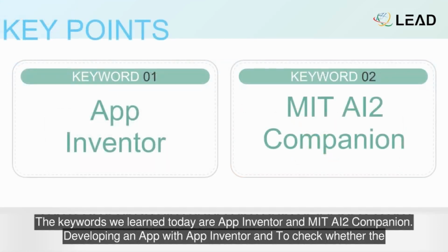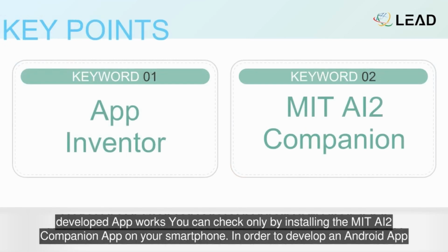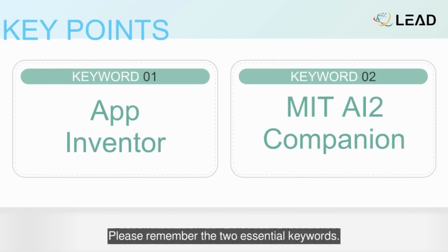The keywords we learned today are App Inventor and MIT AI2 Companion. Developing an app with App Inventor, and to check whether the developed app works, you can check only by installing the MIT AI2 Companion app on your smartphone. In order to develop an Android app, please remember the 2 essential keywords.